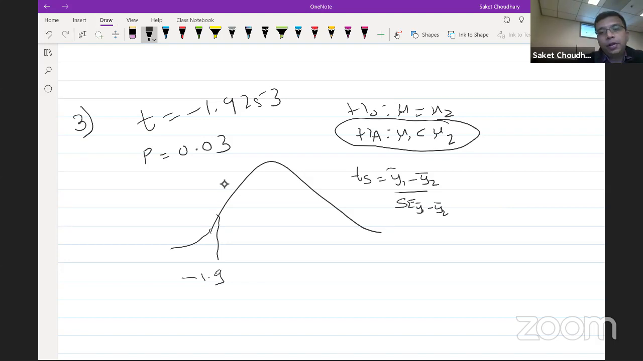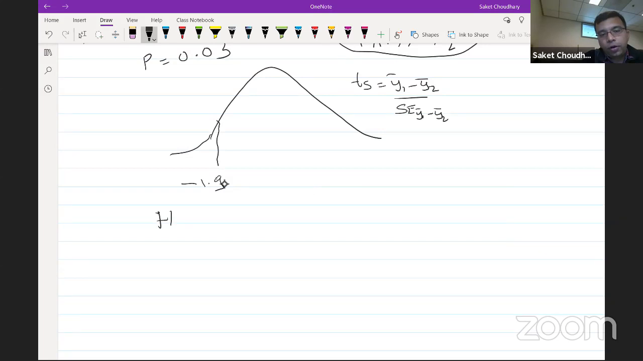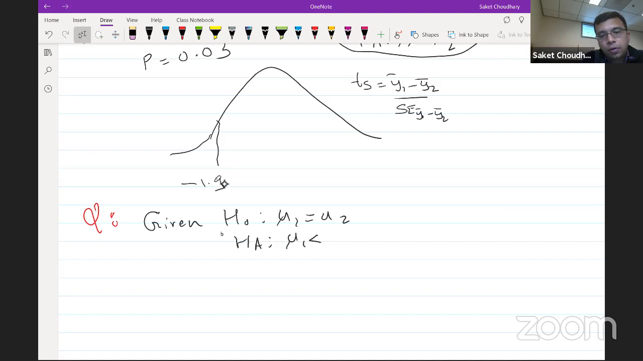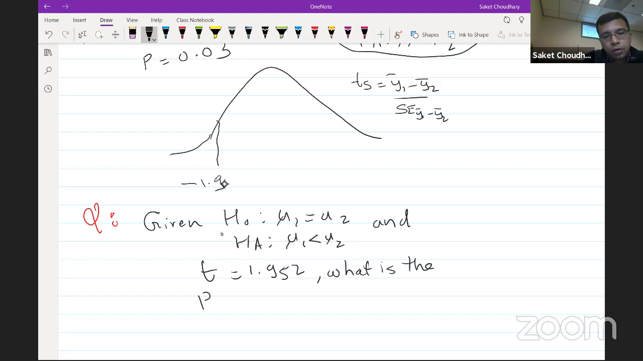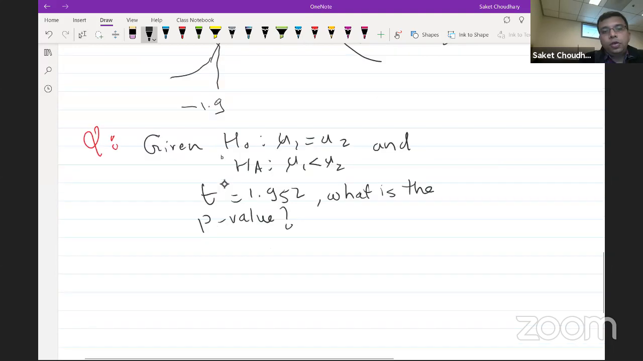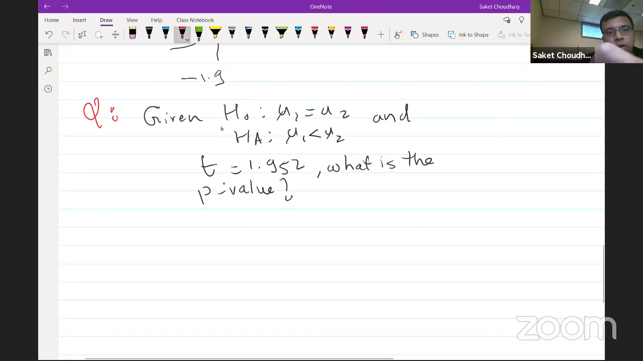Okay, now let's take an example. So this is an aside question. So this is a separate one, let me mark this in red. So assume this is a given question. Okay, so how do we go about this? We are not given any information at all. You're only given that the null was mu1 equal to mu2. You're given the alternate as mu1 less than mu2, and your t statistic is given to be 1.952.